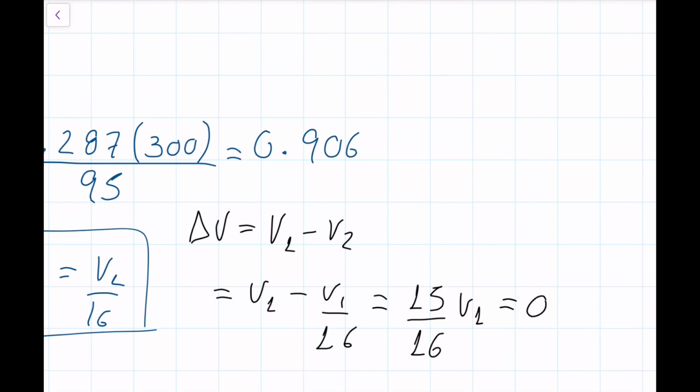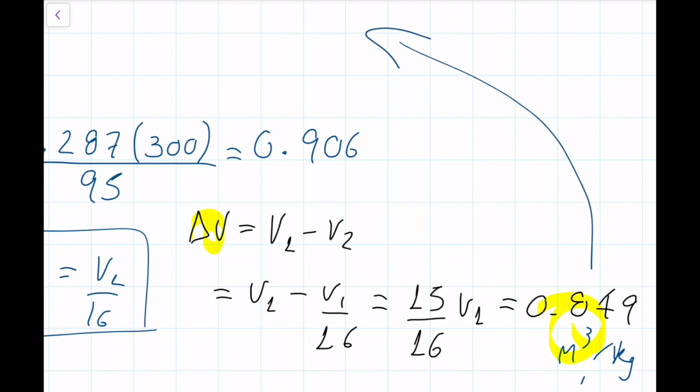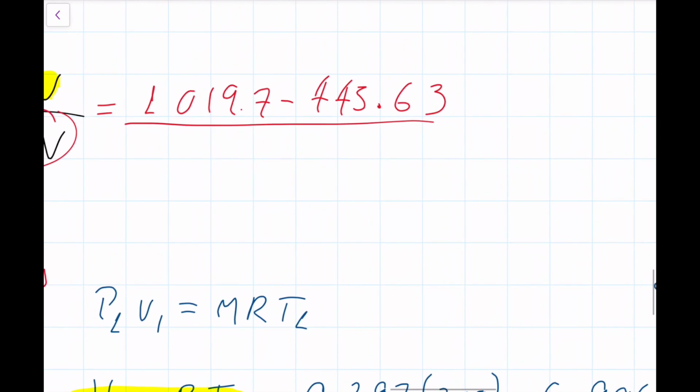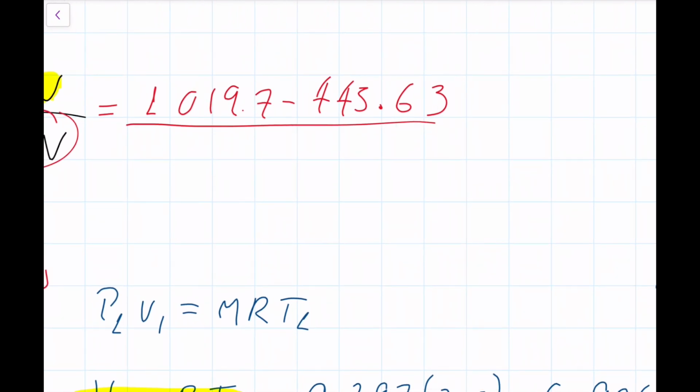So that's 0.849 meters cubed per kilogram. Okay, so now we have the difference, the delta V. This was all to find our delta V, so we can use this information back where we were. We can plug that in there. So this is going to be divided by 0.849. And this is kilojoules per kilogram, and this is meters cubed per kilogram.